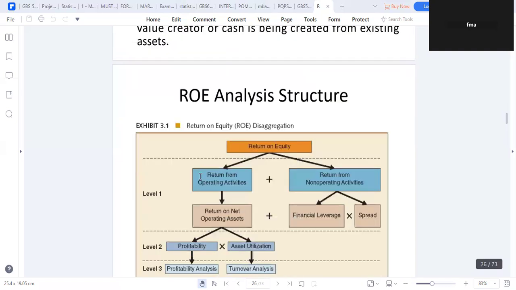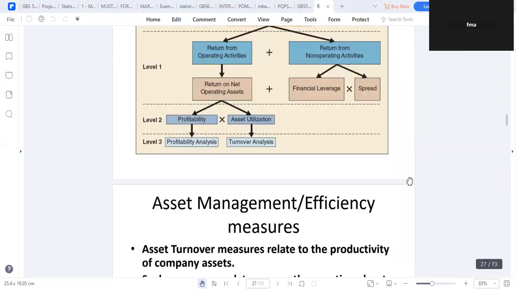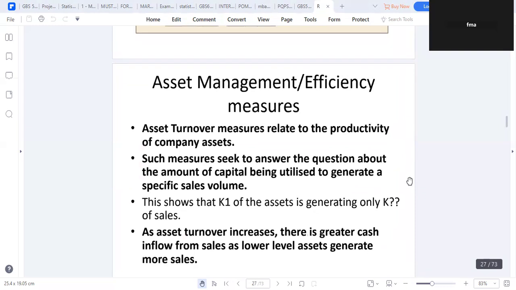Also, we have the return on equity structure. So the return on equity structure, we're looking at the returns from non-operating activities like financial leverage and spread. We also have the return from operating activities that include the return on net operating assets. So we have the profitability, the asset utilization, profitability analysis, and the turnover. So this is the structure that gives you the return on equity structure. But basically, you need to understand those formulas.